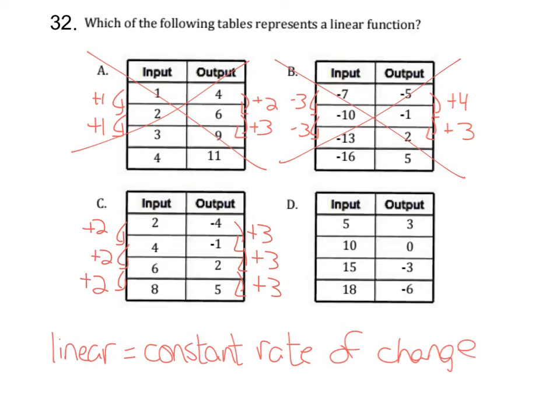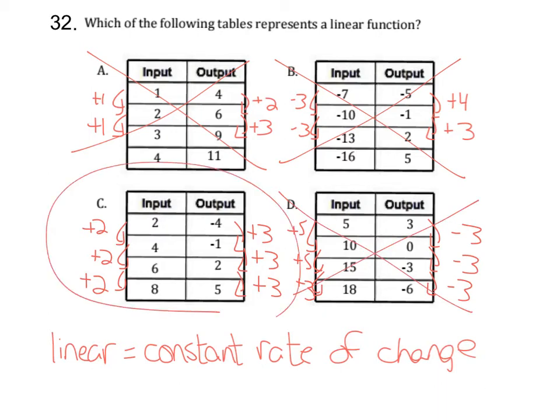Let's see what's going on with the next one. 3 to 0, down 3, up 5, right? 0 to -3, down 3, up 5. Uh-oh, are they trying to trick us? -3 to -6, down 3, but this one's up 3. So D doesn't work. So this one is 3 over 2 every time. It has a constant rate of change. That means it's a line.